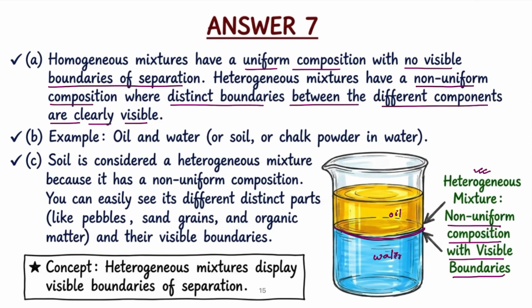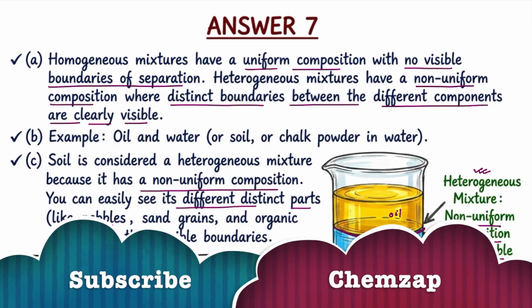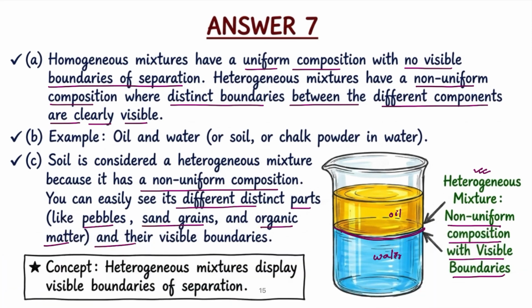Now, why is soil considered a heterogeneous mixture? Because it has a non-uniform composition, and you can easily see its different distinct parts like pebbles, sand grains, and organic matter, and their visible boundaries. That's why soil is considered a heterogeneous mixture. So a single question you may get: why is soil a heterogeneous mixture, explain. So this is the answer of this question.